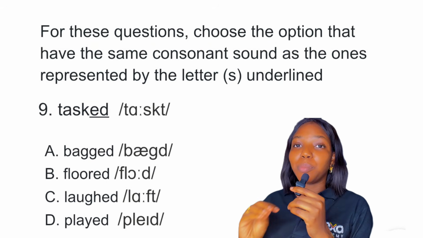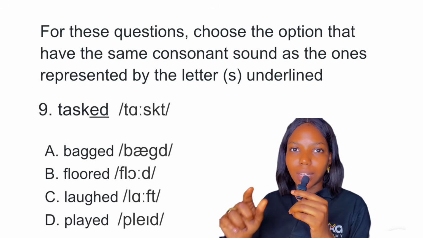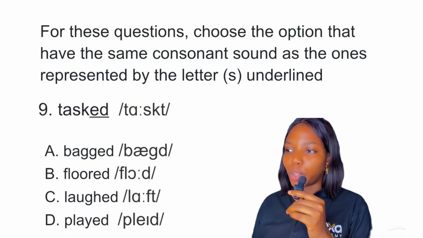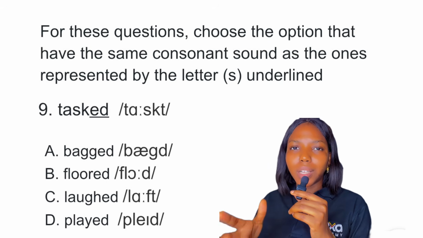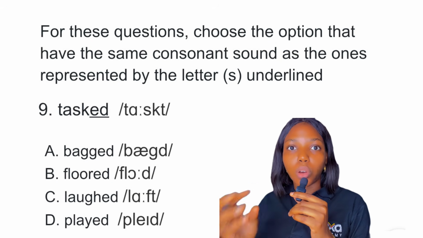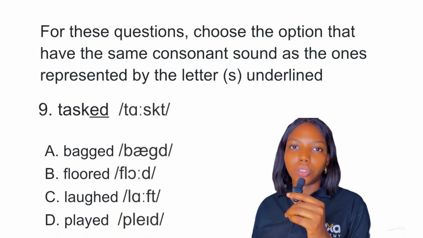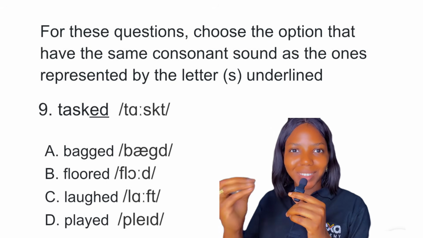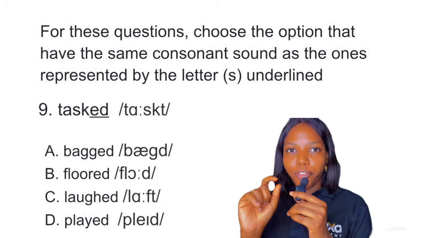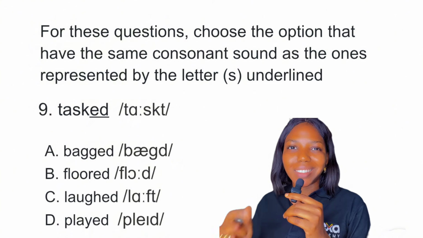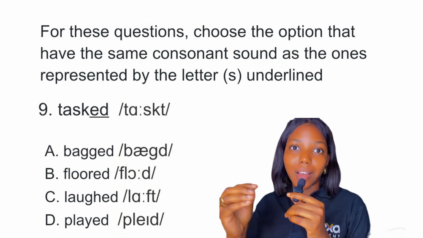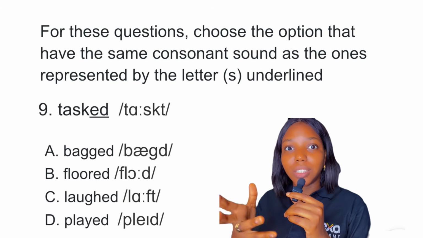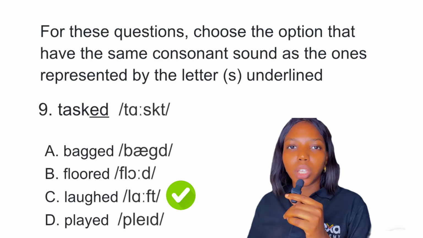Now option E, bagged. For words that end with the g sound, as in bag, right, the -ed becomes d. So we have bagged. For option B, flawed. Words that end with a vowel sound, it is the d sound. Flawed. Now take a look at option C, laughed. Words that end with the f sound, which is a voiceless sound, it is the t sound. So we have laughed. Now option D, played. Words that end with the A sound, which is a diphthong, right? It's a voiced sound. It is d.